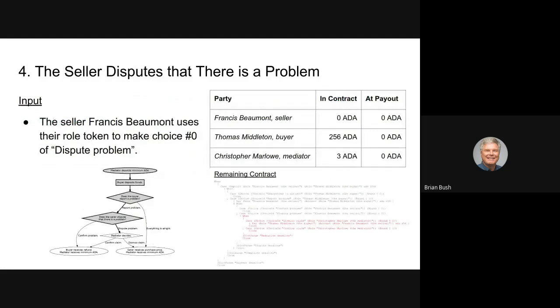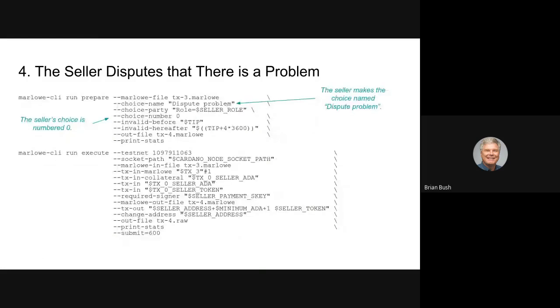Transaction 4 is the seller disputing that there's a problem. So Francis Beaumont is making a choice here. This is another decision diamond and another path through the contract. Their declaration that they're disputing doesn't actually change the disposition of funds in the contract. It's just notifying the contract to move along. So the contract peels away more of itself, and you just have this little red part left. The transaction is very similar to the third transaction. Here it's the seller that's the party making the choice. They're making choice number 0, and they're just saying dispute problem.